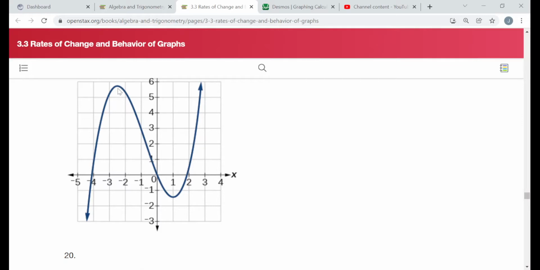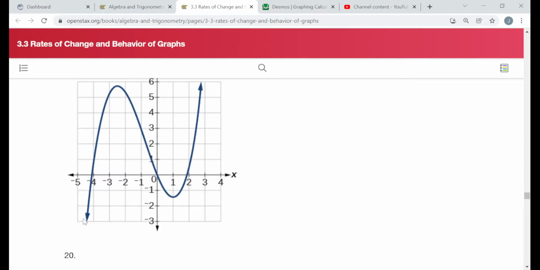We'll talk more about these high points and low points in another video, right after this. And then it's decreasing, decreasing, decreasing up until this bottom point here, this dip, this valley. And then we're increasing again forever, right? Notice the arrow there, right?